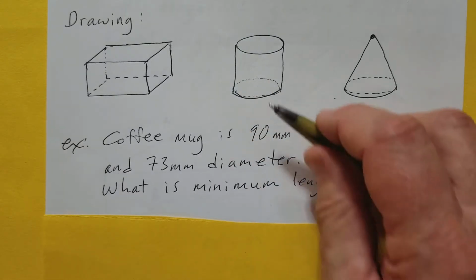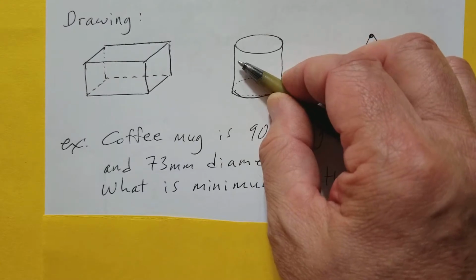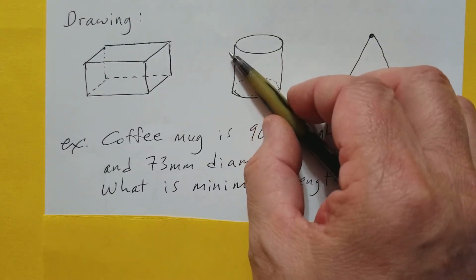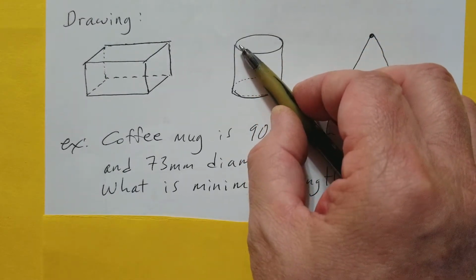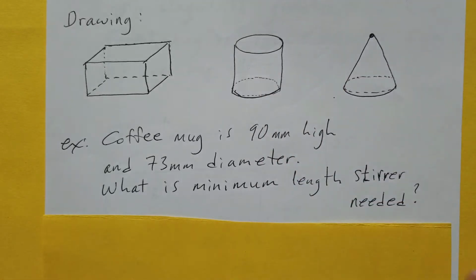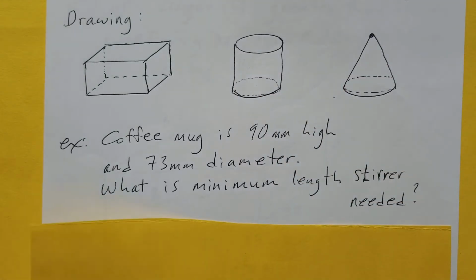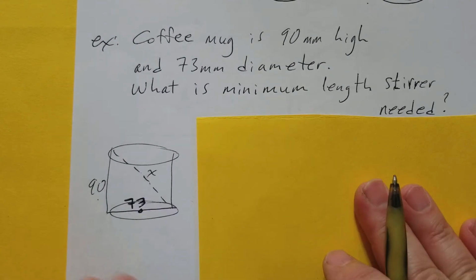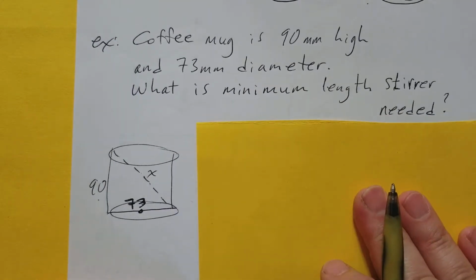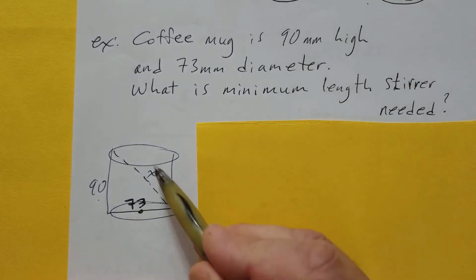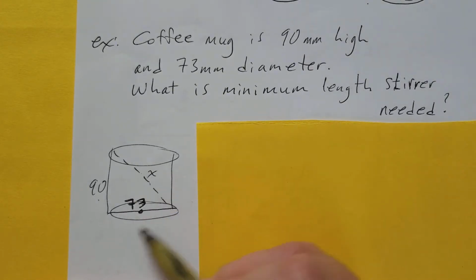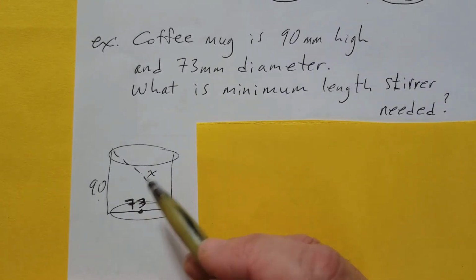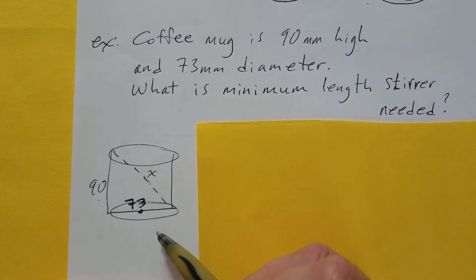If you make the stirrer too small, it'll go inside. So what's the minimum length stirrer? What they're really talking about is the diagonal. So the way I would draw this is like this, right? So this was a quick, sloppy drawing, and I intentionally drew it sloppy because I wanted to show you just to get the idea of what we're talking about and where the right triangle is, right?